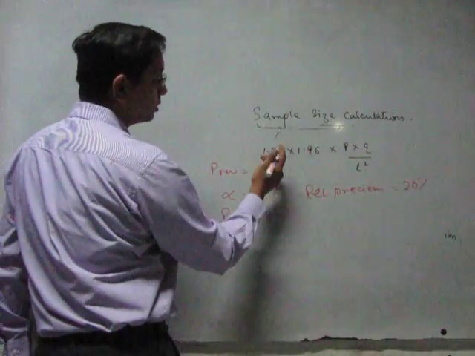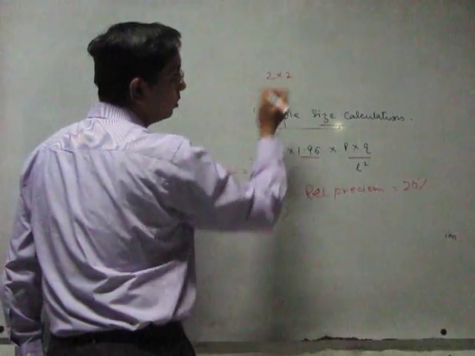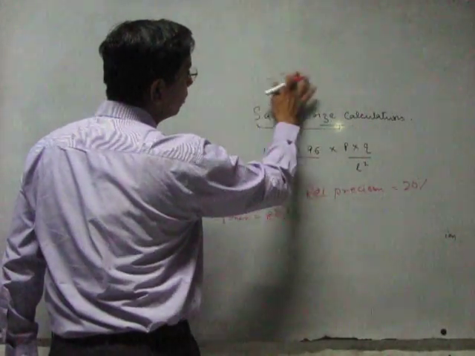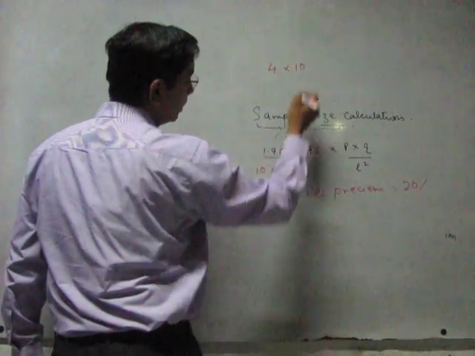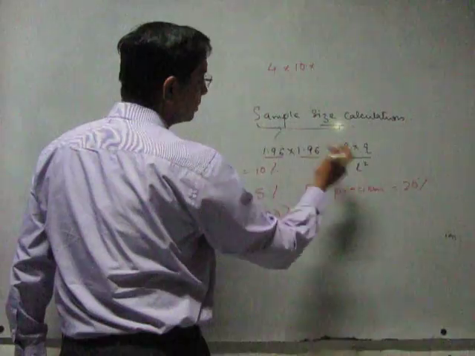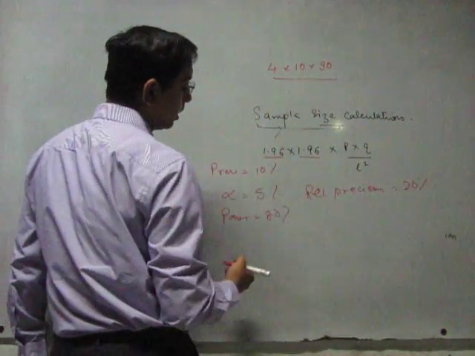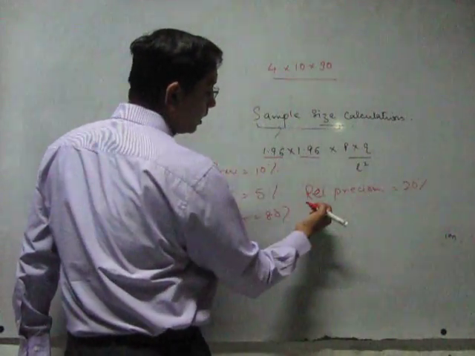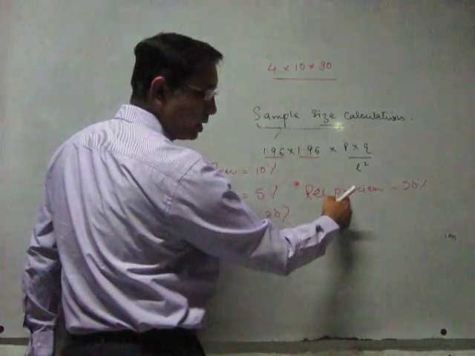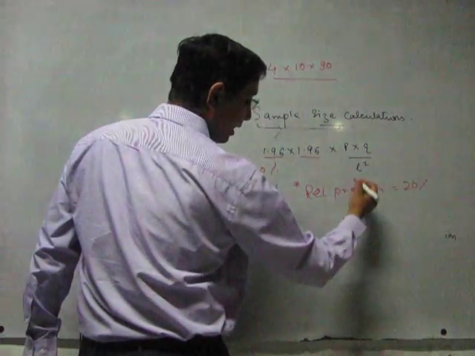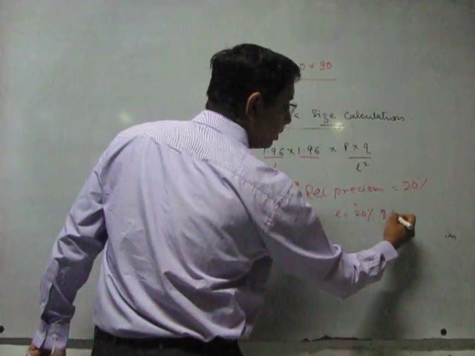Let us see how we calculate. If I round 1.96 into 1.96 to 2 into 2, that is equal to 4. So it will be 4 into prevalence, that is 10, into 100 minus prevalence, that is 90, divided by L square. L is 20% relative precision. Please remember, here is a catch: that means L will be 20% of the prevalence.